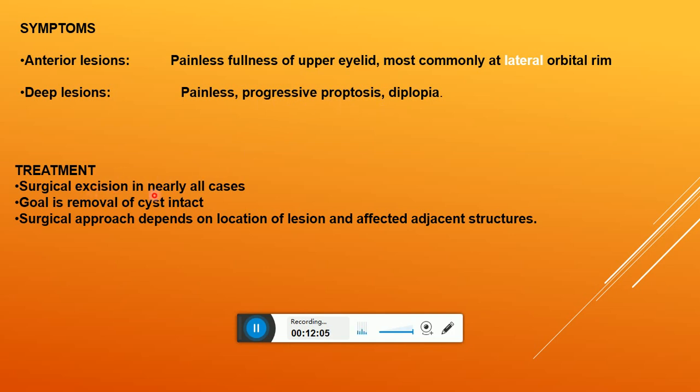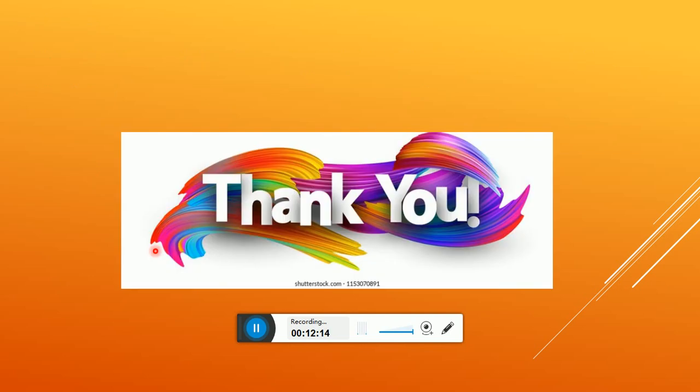Treatment is surgical excision in nearly all cases. The goal is removal of the cyst intact. The surgical approach depends on the location of the lesion and the affected adjacent structures.